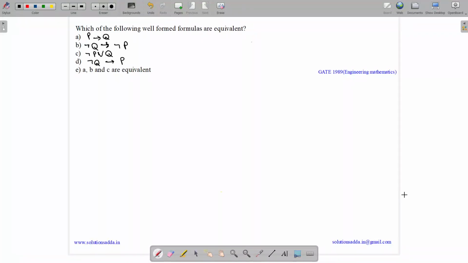This question belongs to the engineering mathematics subject and was asked in GATE 1989, and the topic name is propositional logic. It asks which of the following well-formed formulas are equivalent: P implies Q, negation of Q implies negation of P, negation of P or Q, negation of Q implies P. The negation has different forms of writing it. Either we can write negation of P like this, or P complement, or P dash. All of them are correct.